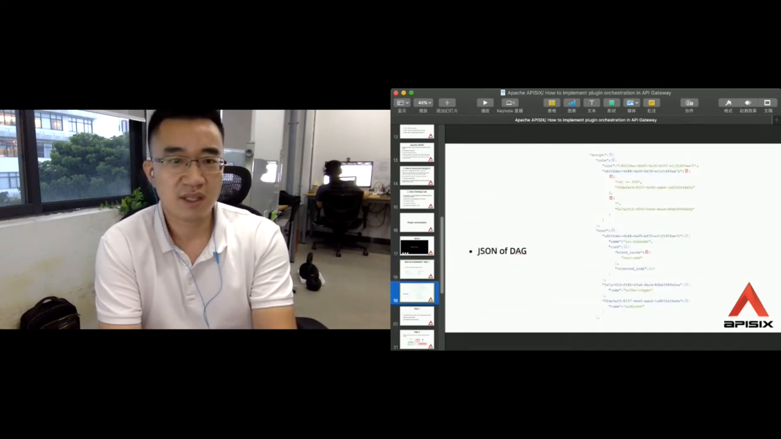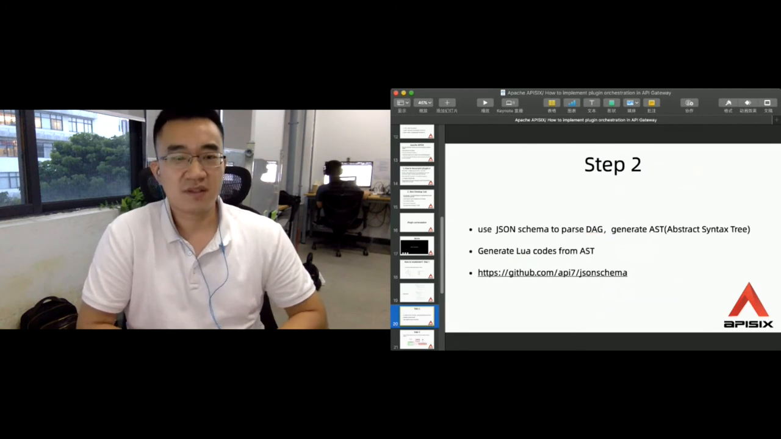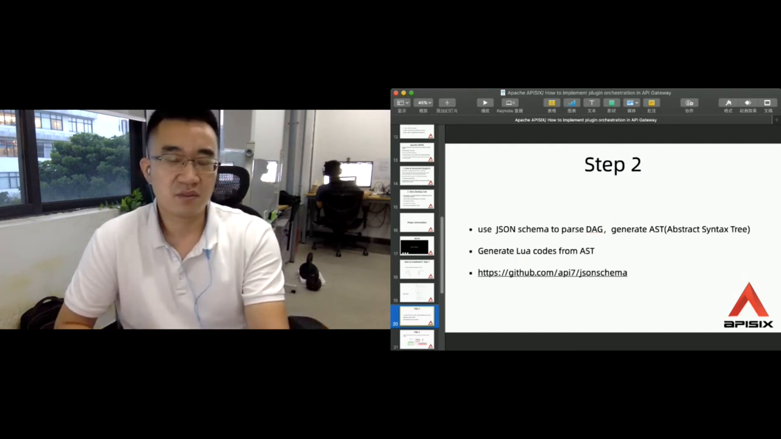The JSON string on the right is converted from the plugin we saw in the video. After step one, we already have a string described by JSON, but how do we convert this JSON string into Lua code, which can be run by APISIX? We know that in APISIX, we are running Lua code, not the JSON string.